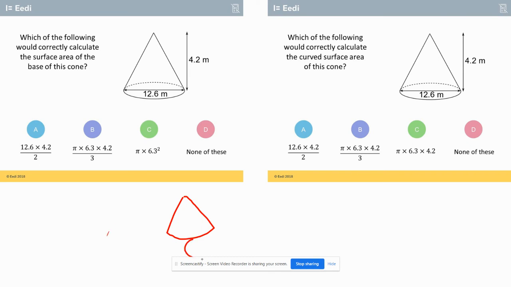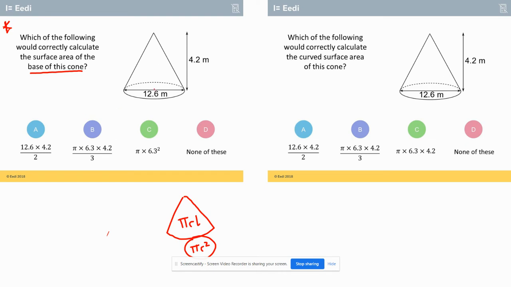So if I just draw the net, this first one, this little shape here, you get the area of that by doing pi r L. Remember, L is the slanted height. And then you've just got a circle after that, which is just pi r squared. So if we look at this first question, it says, which of the following would correctly calculate the surface area of the base of this cone? So very, very careful on the language there. It's only asking for the surface area of the base of the cone, which is the circle.